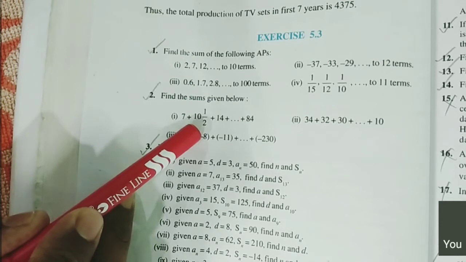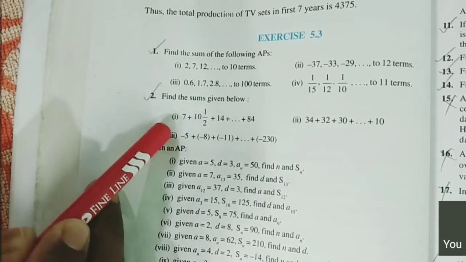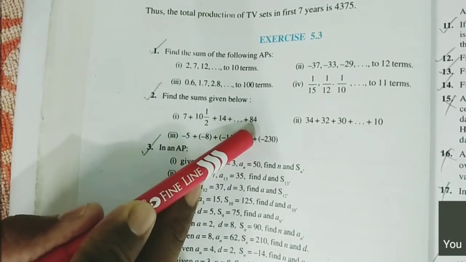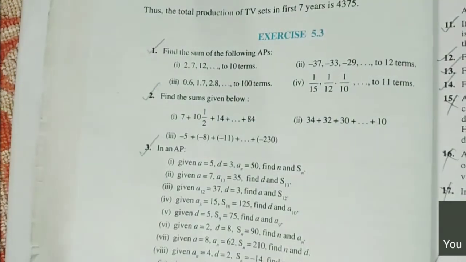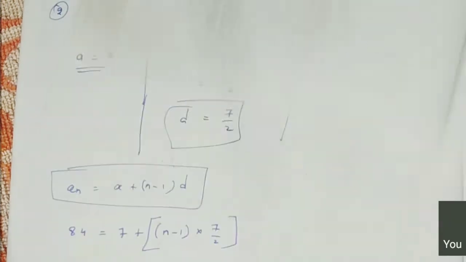then an. Are you clear? Here we have the a value, d value and an value. The an value is the last one, right? So it is the L value. Are you clear or not? Okay, listen. Now we can solve the problem.